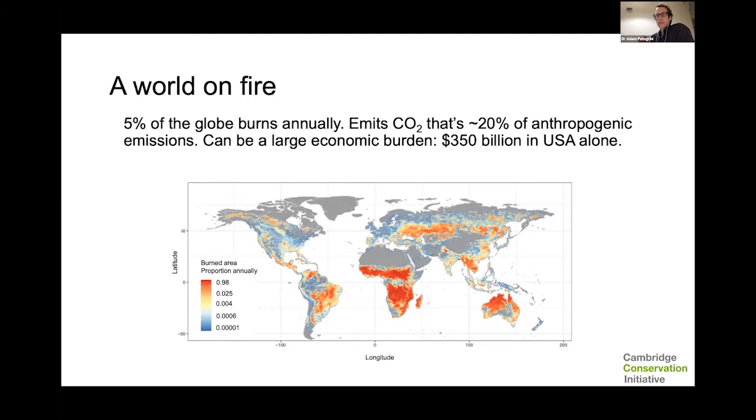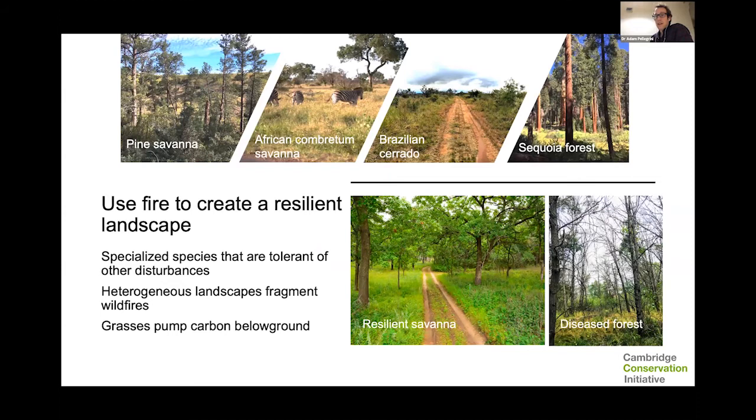And as a consequence, it's a novel source of carbon to the atmosphere. But in many ecosystems, fire is a natural occurrence and the landscapes have adapted to live with fire. And so I've just put up a few examples here of some places that I do field work in. You have savannas throughout the world in Africa and South America and North America, but then you also have forests that are adapted to fire, like giant sequoia forests in the Sierra Nevada of California.